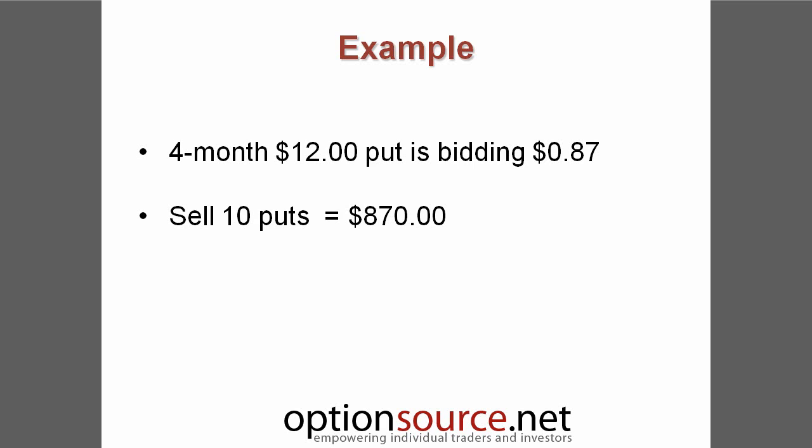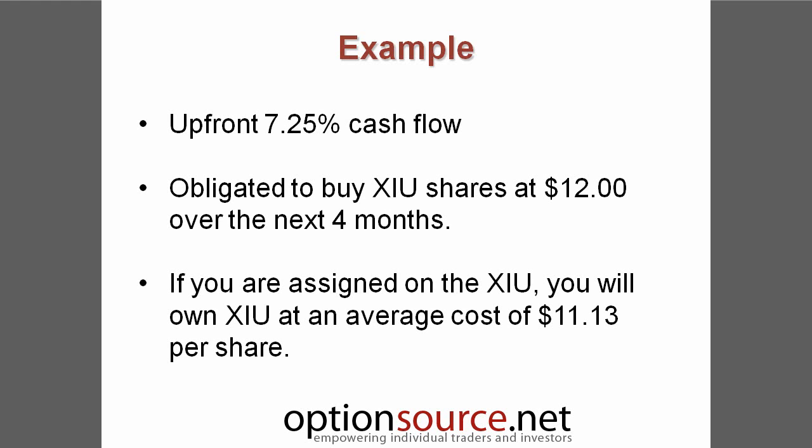If we sell 10 puts, it would generate $870 cash flow for being obligated to buy 1,000 shares at the $12 price. That represents a 7.25% cash flow return for being obligated to buy the XIU shares at $12 over the next 4 months. If you are assigned the XIU, you will now own the 1,000 shares at an average cost of $11.13 per share. That represents the $12 purchase price minus the 87-cent cash flow.